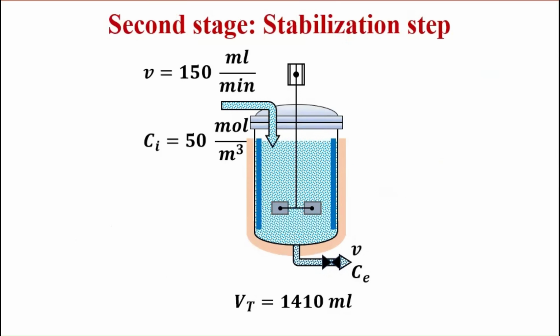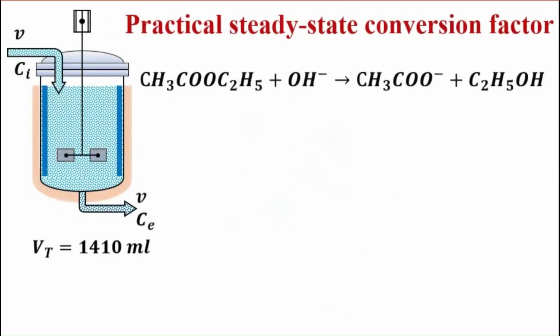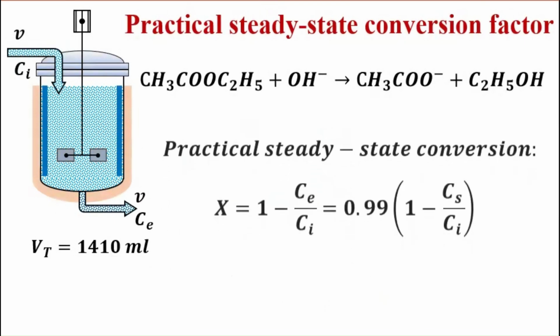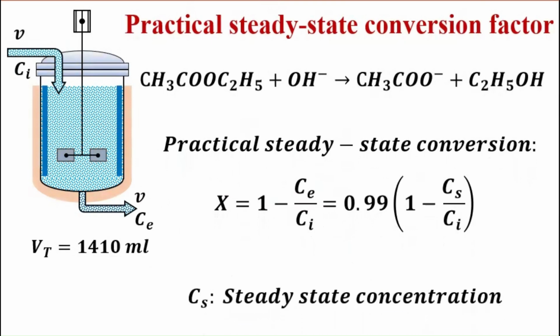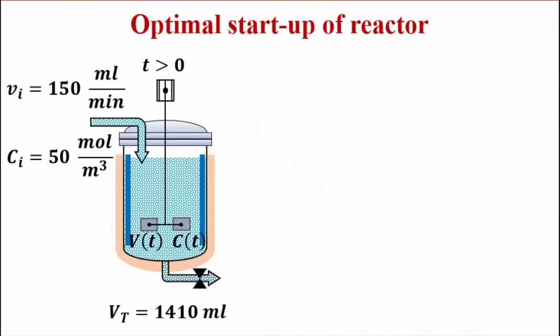Although, in theory, the time required to reach steady state is infinite, in practice the reactor is considered to have reached steady state when the conversion of ethyl acetate attains 99% of its steady-state value. This level of conversion is within the accuracy limits of the measuring equipment. In this context, CS denotes the theoretical steady-state concentration. To determine the time required to reach practical steady state, the reactor behavior during both stages must be analyzed.